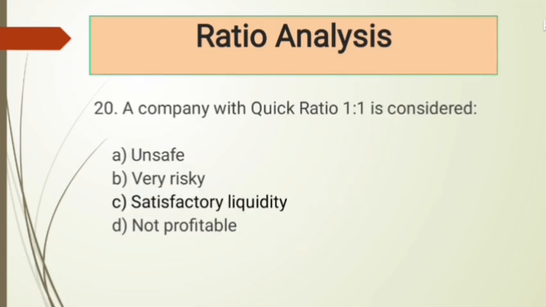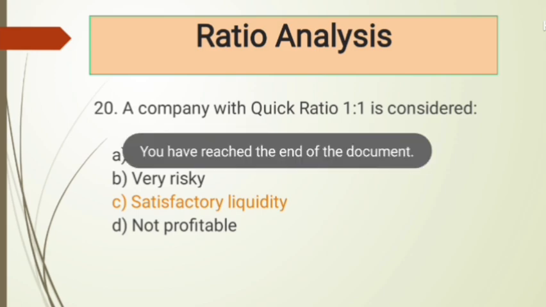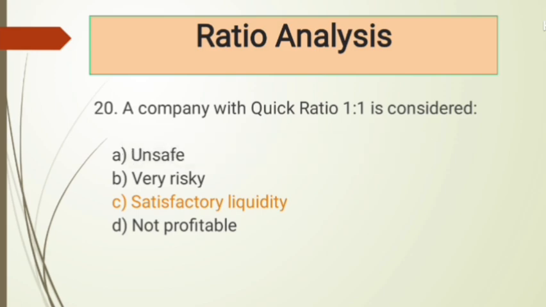And the last question is, a company with quick ratio 1:1 is considered. So quick ratio 1:1 means immediately liquid assets equal current liabilities, and this ratio is considered satisfactory liquidity. So these are the 20 questions from the ratio analysis topic.